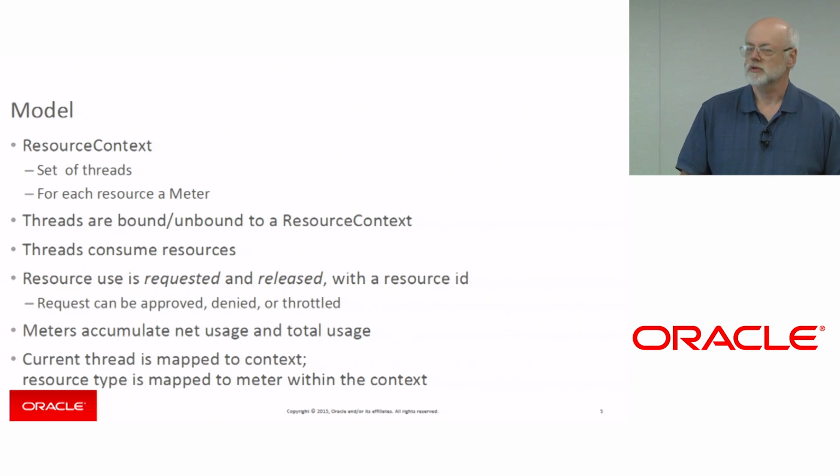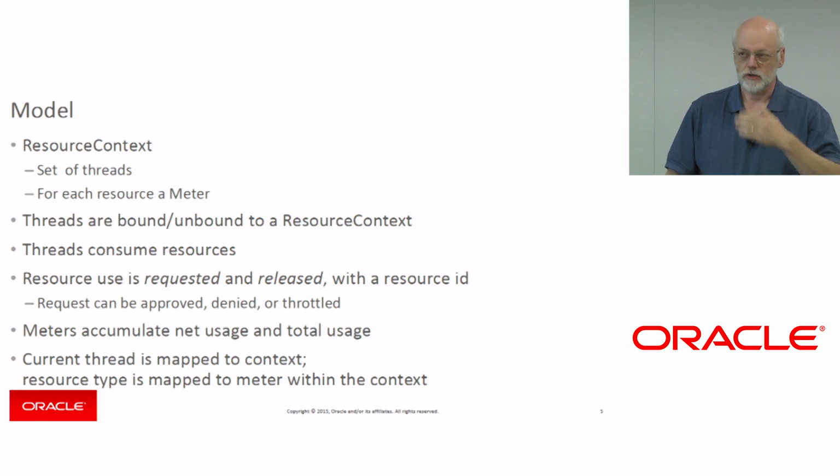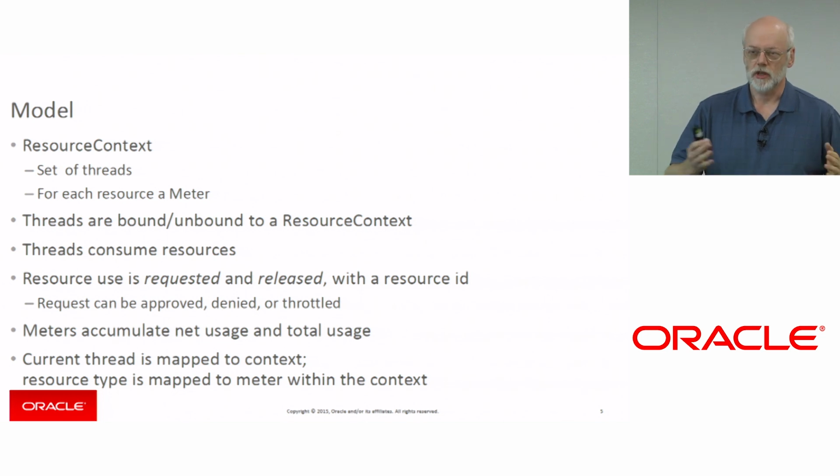So the model for the resource model is this is a resource context, pretty straightforward thing. Consists of a set of threads that are using resources and are contributing to the meters that are counting resource use within the context. As activities go on, whoever is supervising the tasks is binding and unbinding threads to the resource context. And that punches down through also into the VM elements, as we'll see a bit later. Threads are the things that use resources. They open files, close files, allocate heap, etc.